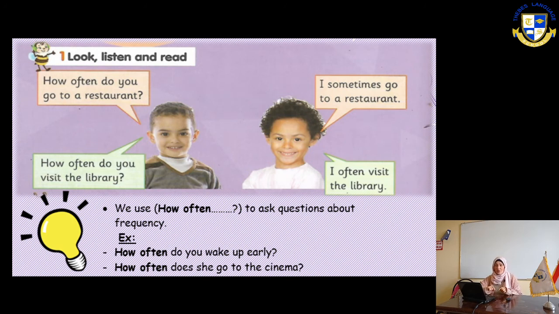Now, exercise number 1 in your book, look, listen, and read. How often do you go to a restaurant? When I want an answer with always, usually, often, sometimes, I ask how often. The answer is sometimes. So when I answer with always or usually or often or sometimes, the question will be with how often. How often do you go to a restaurant? I sometimes go to a restaurant.